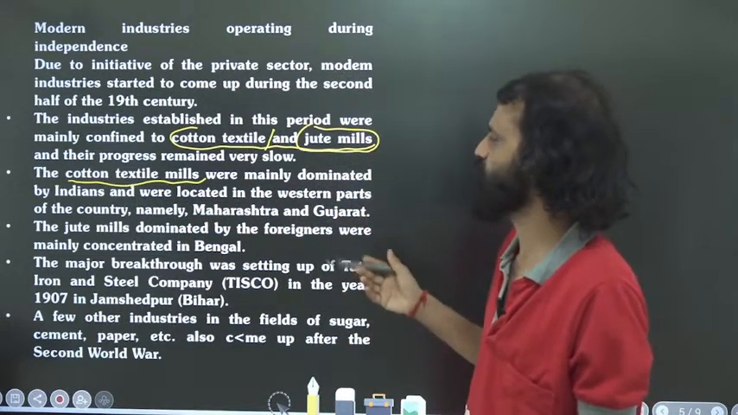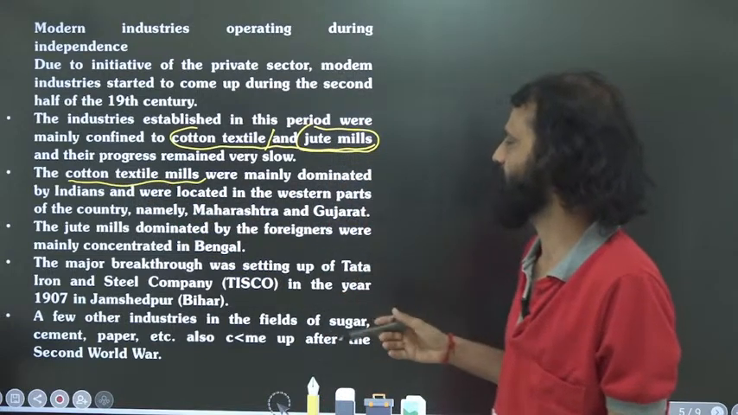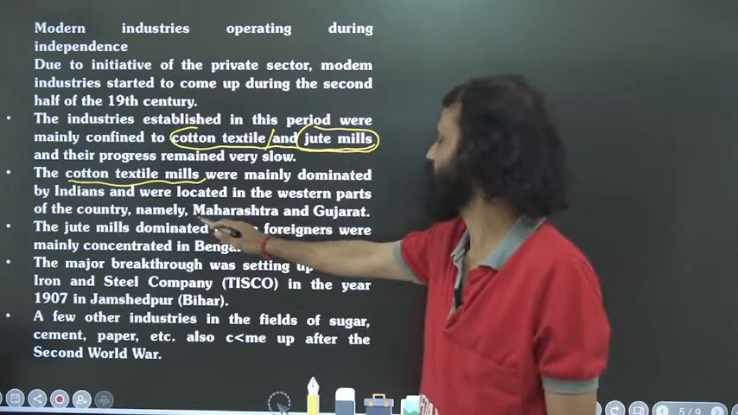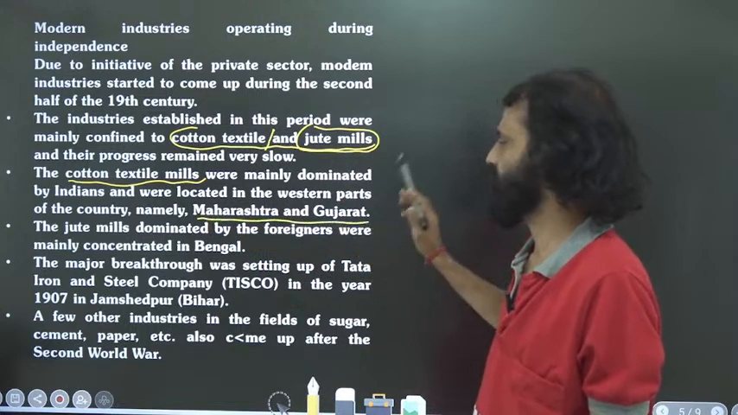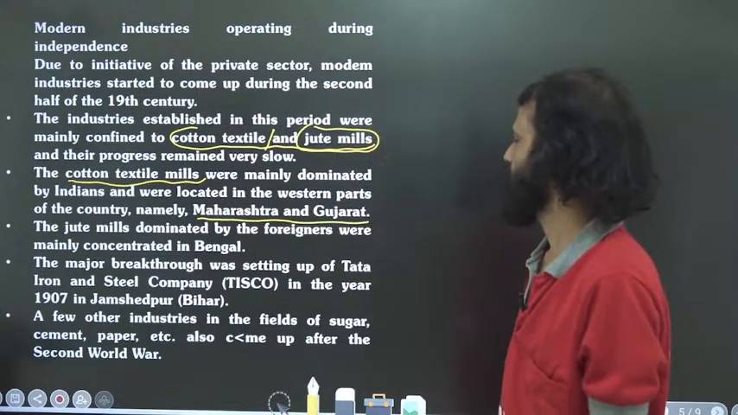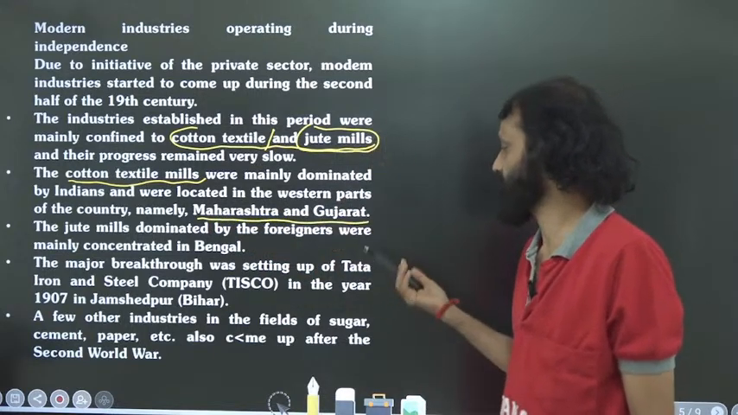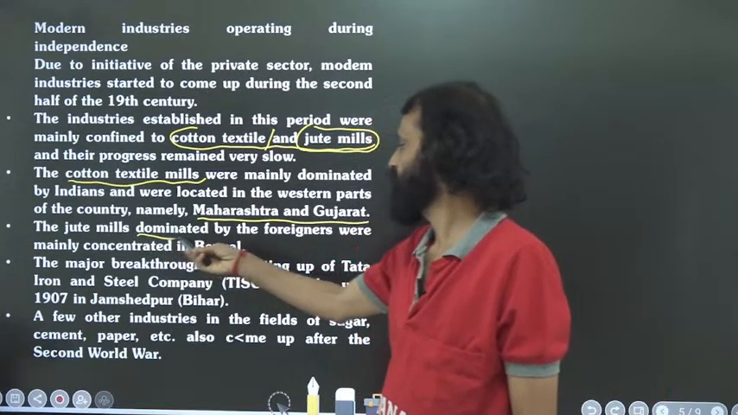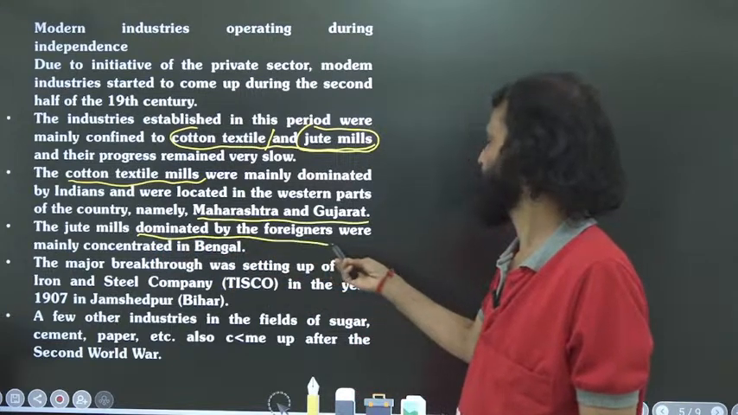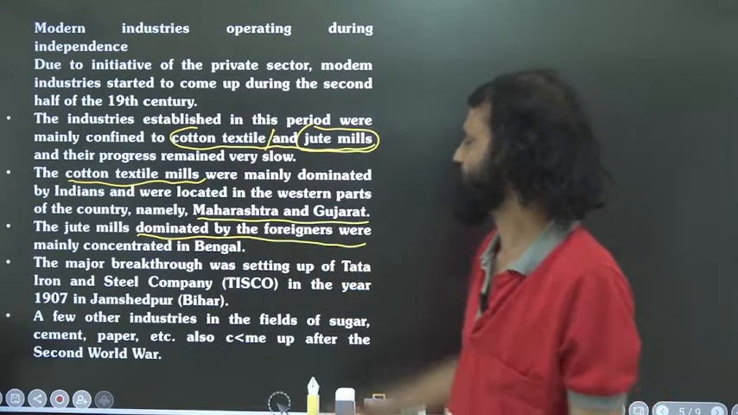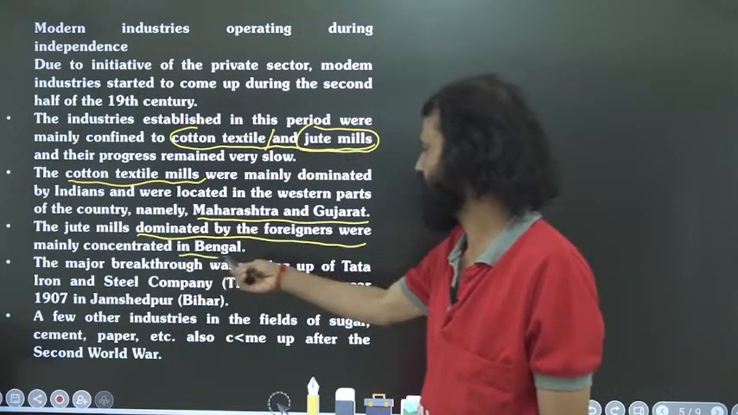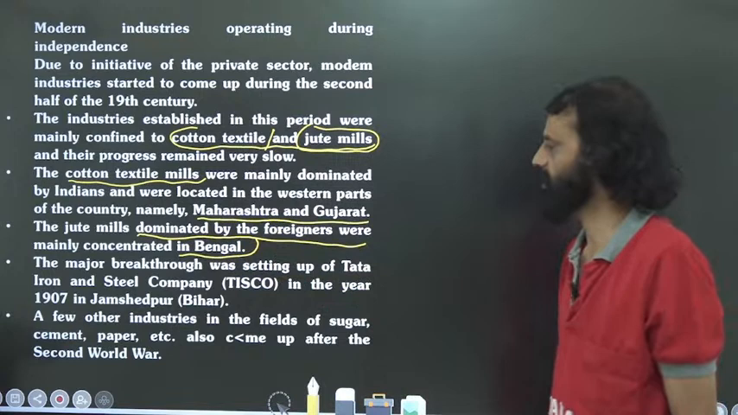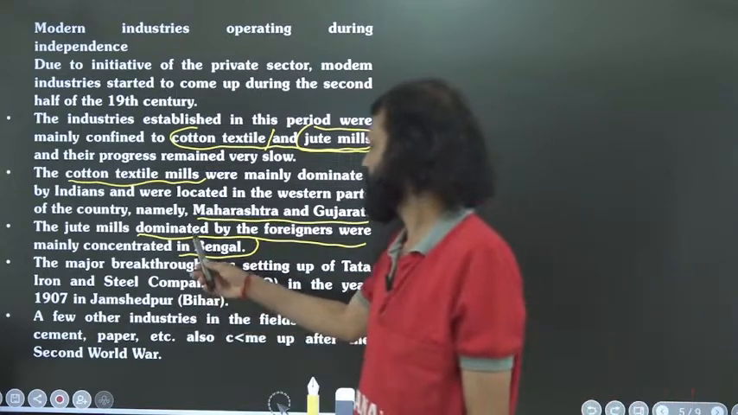Indians ran such cotton industries mainly in the western parts of the country, in Maharashtra and Gujarat. The jute mills were dominated by foreigners. Who started them? They were started by foreigners and mainly concentrated in the Bengal area, the present-day West Bengal, the Calcutta area, and Bangladesh.